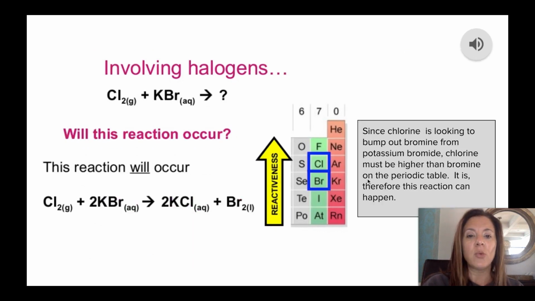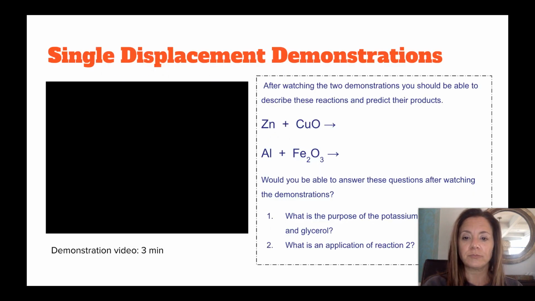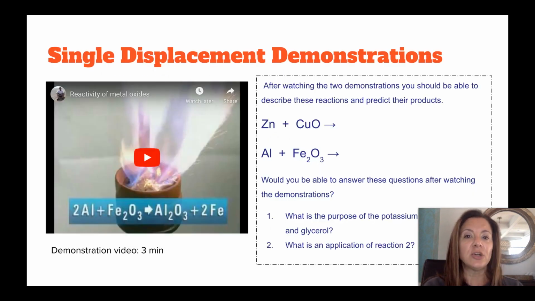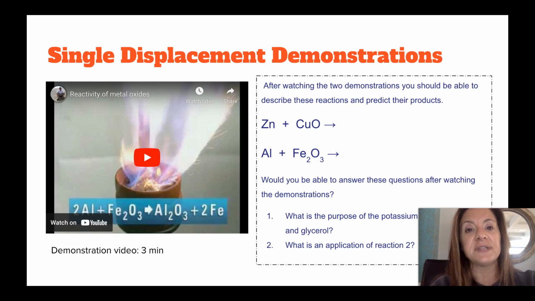Here we have a situation. Chlorine is looking to bump out bromine. Chlorine is above bromine, so this reaction will occur. Let's take a look at a couple other demonstrations so that we can just get an understanding of single displacement reactions. And after you watch this demonstration, you may want to copy these out as well.